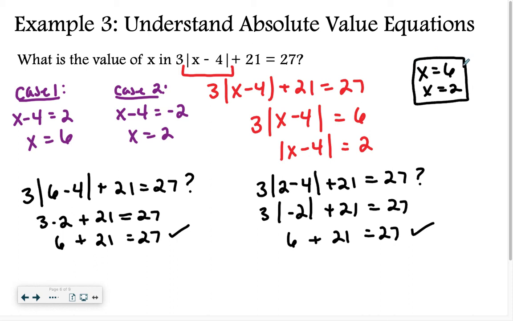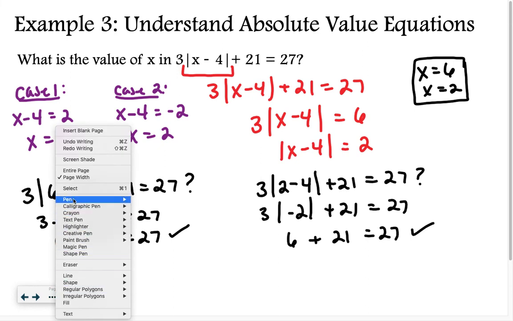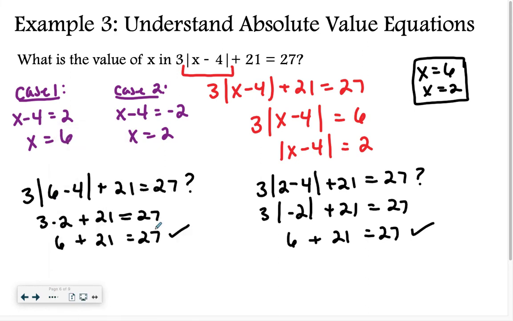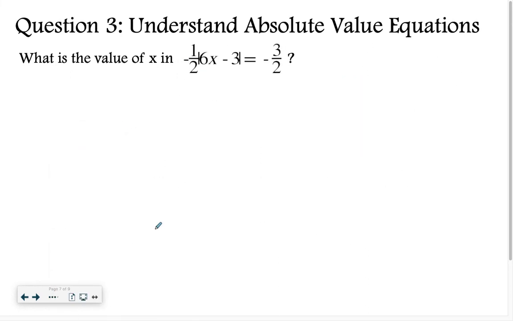All right. So you can see I'm doing a lot of checking of my work on these, and that's because these are problems that are really easy to get incorrect. All right, so now I want you to solve this one. I'm just going to rewrite it once to make it a little nicer looking for you. So we have negative 1/2 times the absolute value of 6x minus 3 equals a negative 3/2. Go ahead and solve that. Good luck.